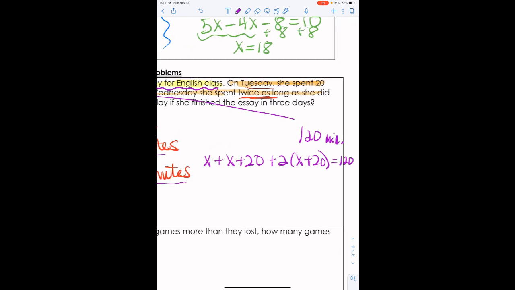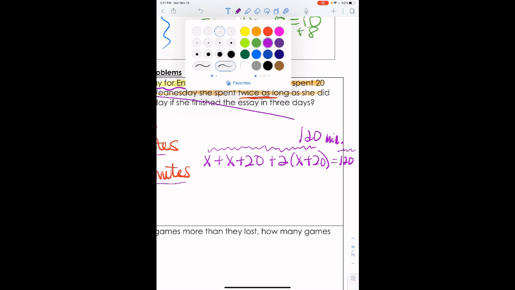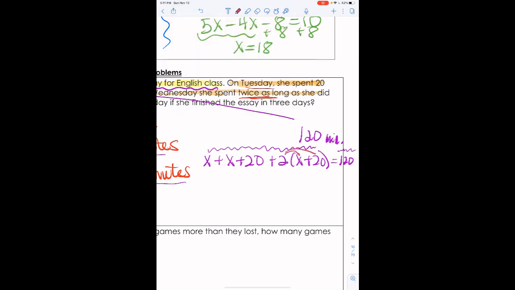Again, this is total time spent on her essay equals total time spent on her essay. Her Monday, Tuesday, and Wednesday times add up to the total time. Then I'm going to distribute over here. I changed my color a little bit. We'll get so fancy. This is going to give me 2x plus 40.